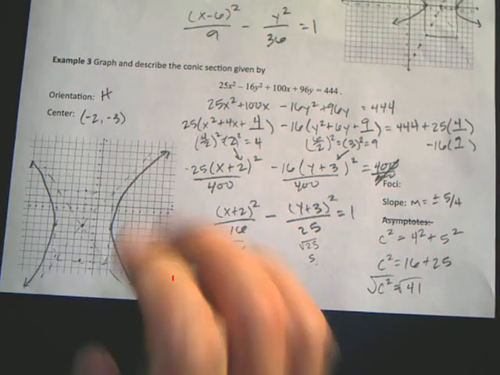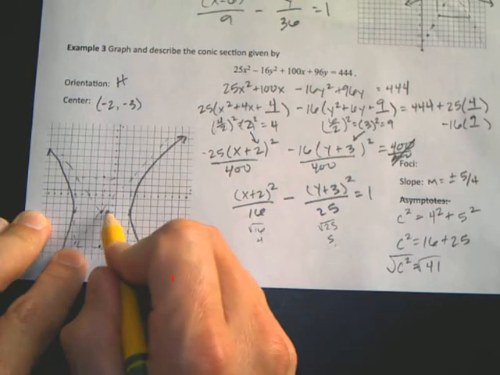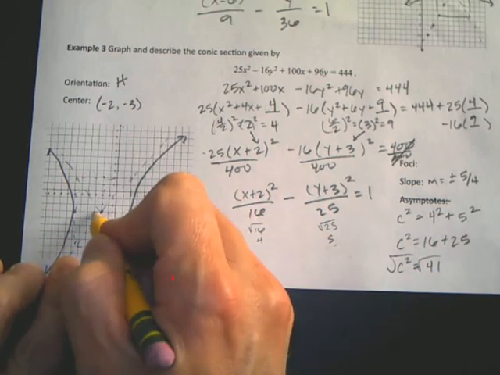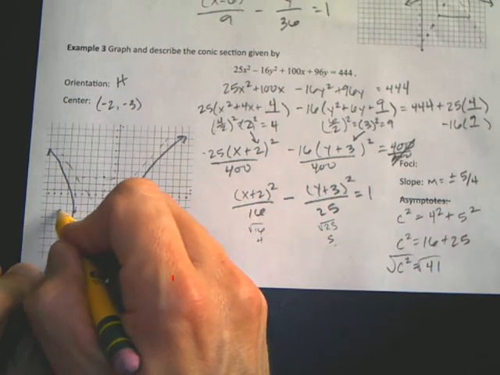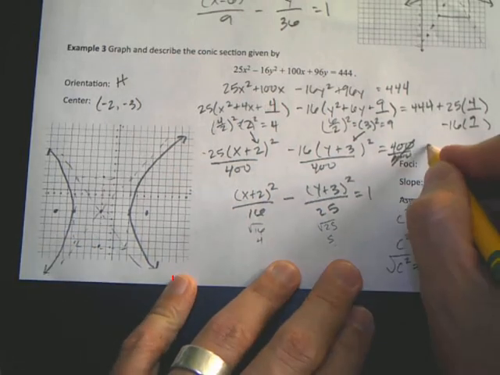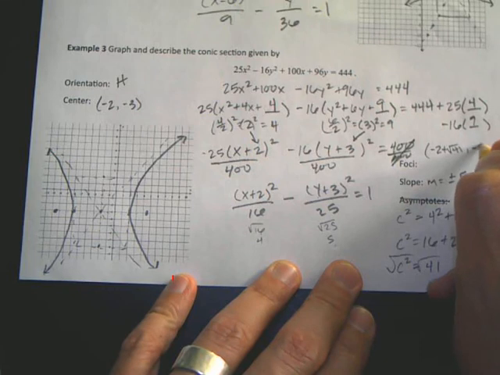Just for estimation's sake, the square root of 41 is 6.4. So 1, 2, 3, 4, 5, 6.4 is about right there. But the good news is we can write these as negative 2 plus the square root of 41, comma, negative 3, and negative 2 minus the square root of 41, comma, negative 3.